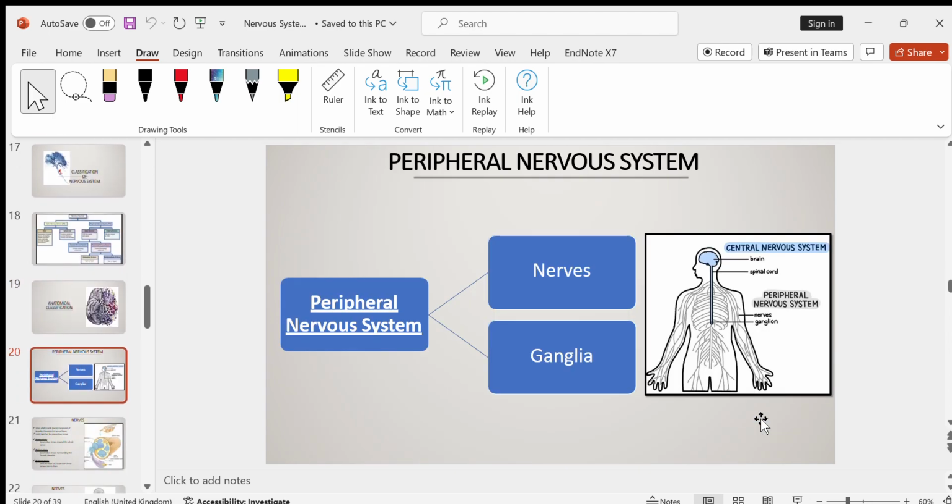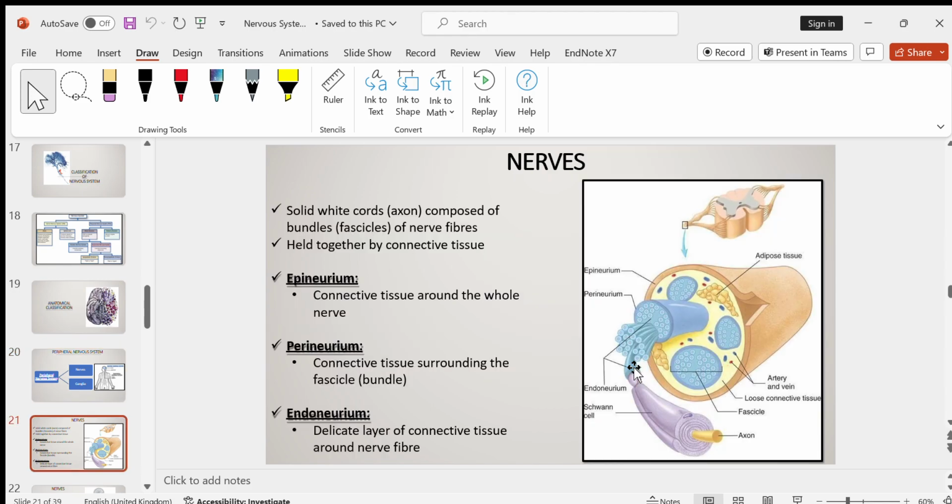The anatomical classification of the nervous system is such that the peripheral nervous system has the nerves and the ganglia. Nerves are composed of the axons and they are held together by connective tissue. So nerves have axons surrounded by the connective tissue. Surrounding layers of nerves are three: the epineurium, the perineurium, and the endoneurium.